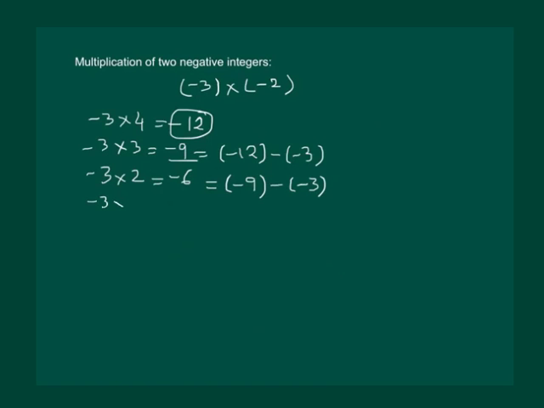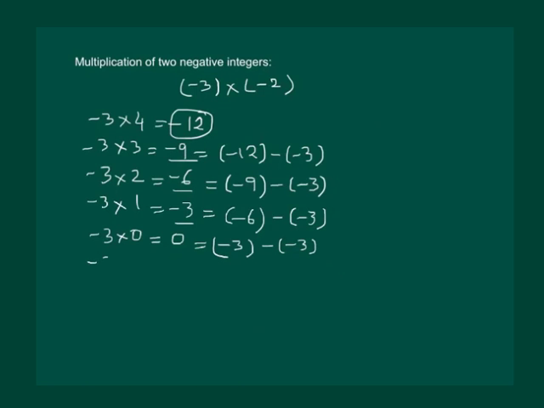Minus 3 into 1 will give us minus 3, that can be written as the previous product, that is minus 6 minus minus 3. Minus 3 into 0 will give us 0. That can be written as minus 3 minus of minus 3. Now we come to minus 3 into minus 1.